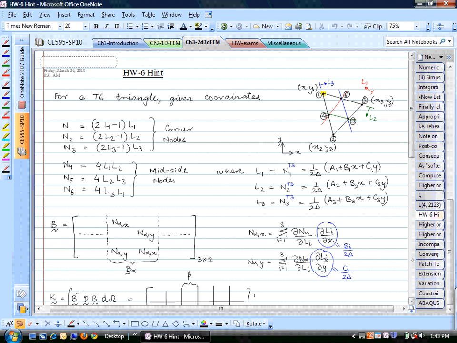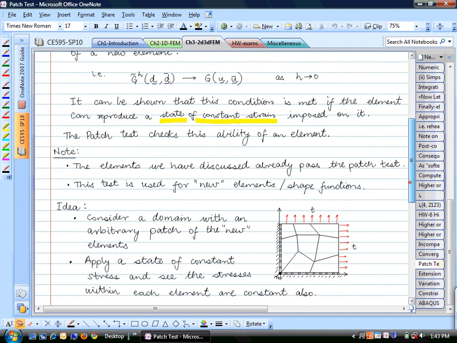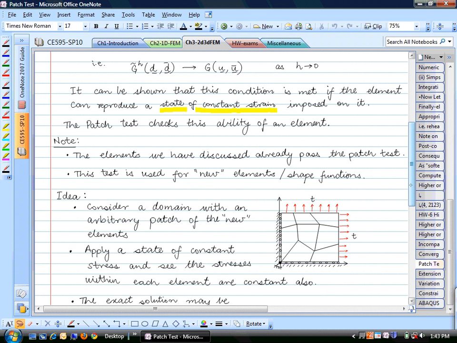All right, so if there are no other questions, then let's talk about something that we missed last time. We were talking about this patch test. And I mentioned to you that this patch test is used when you try to develop a new element. The elements that we have been talking about, the elements that are available in Abaqus and other finite element software, have already been tested. So you don't actually need to do a patch test unless you are developing a new element.